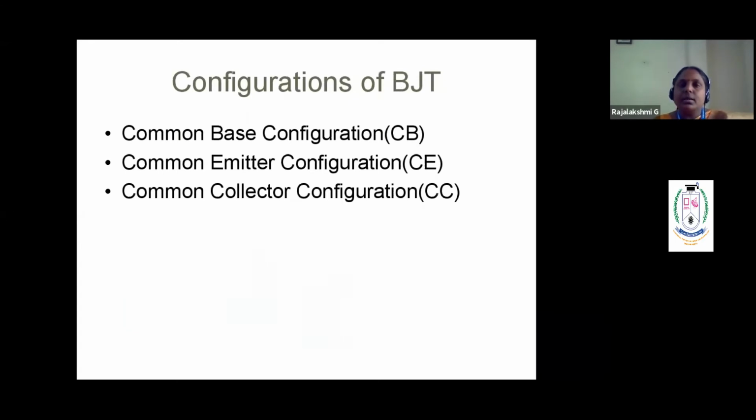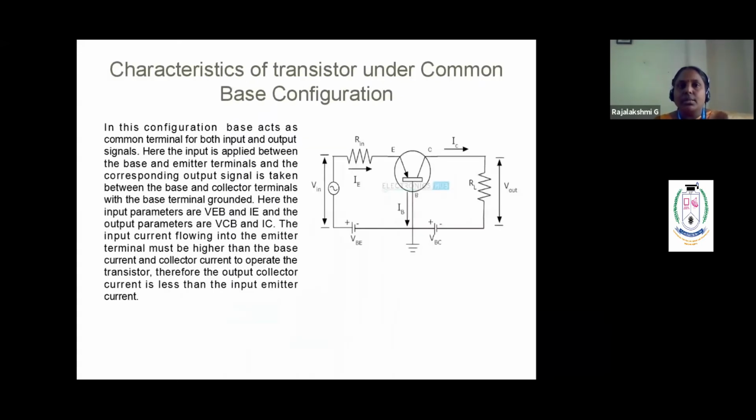Next, bipolar junction transistors can be operated in three different configurations: common base configuration, common emitter configuration, and common collector configuration. Today I'll be teaching you common base and common emitter configuration. So now let us see the characteristics of the bipolar junction transistor under common base configuration.